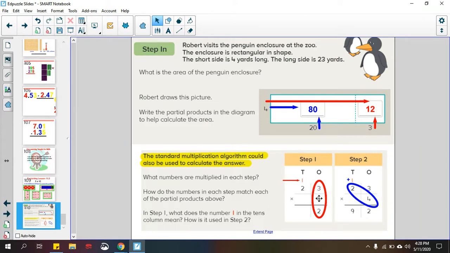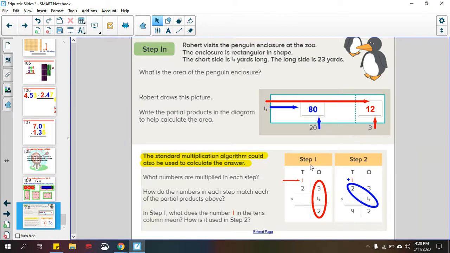We're still trying to do 23 times 4, which is exactly what Robert was trying to do up here to figure out the area. Because remember, area is length times width. So now I've color-coded this to make it easier for you. If we look up here in Robert's picture, we see that the red arrows come together in this piece. And the multiplication problem we're doing there is 4 times 3.